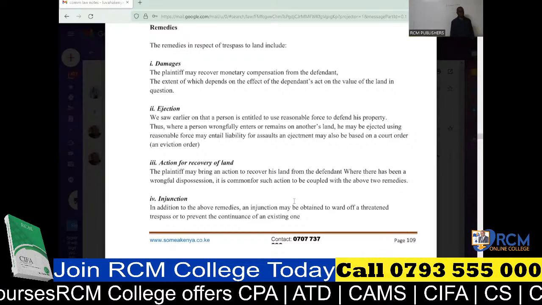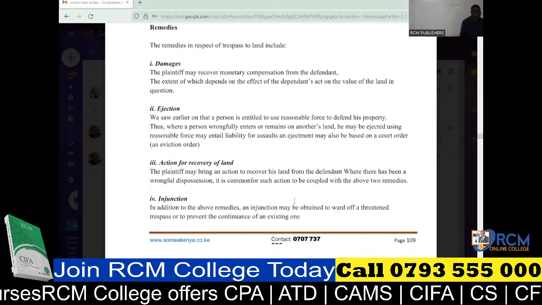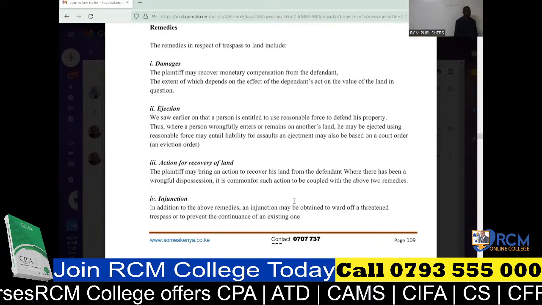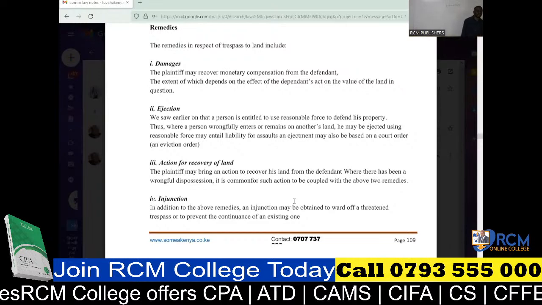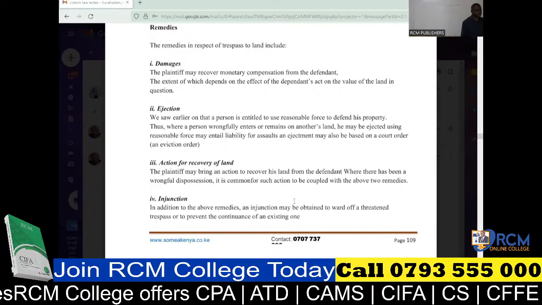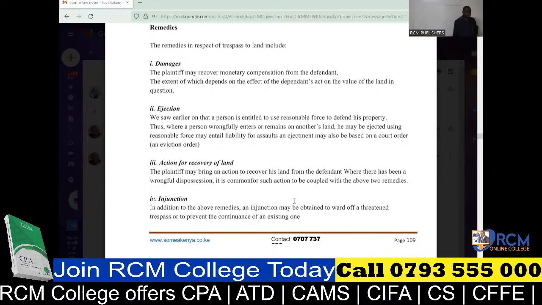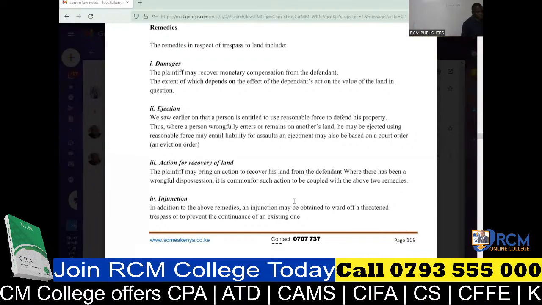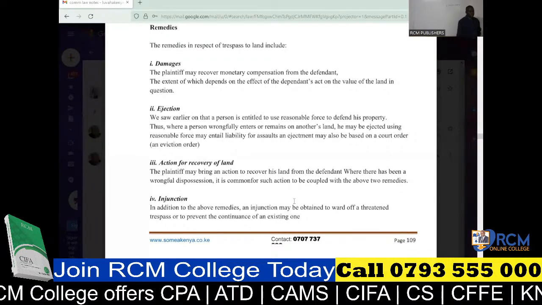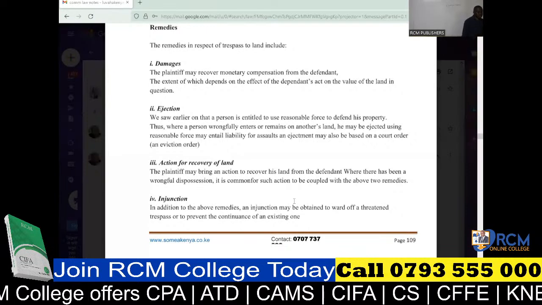Action for recovery of land. A person can go to court and bring an action as to how he can recover his land, if people are encroaching on the land and do not want to move away. The plaintiff may bring an action to recover his land from the defendant where there has been a wrongful dispossession. It is common for such action to be coupled with the above two remedies.